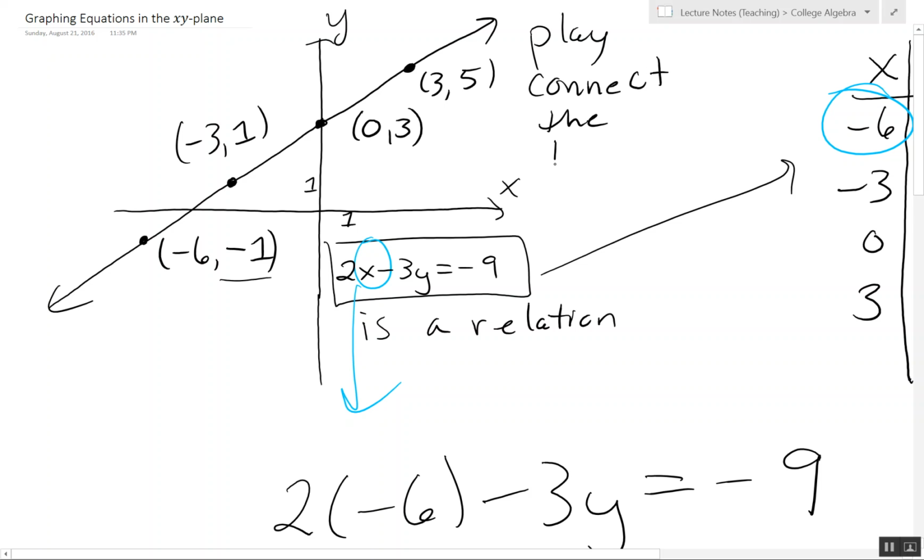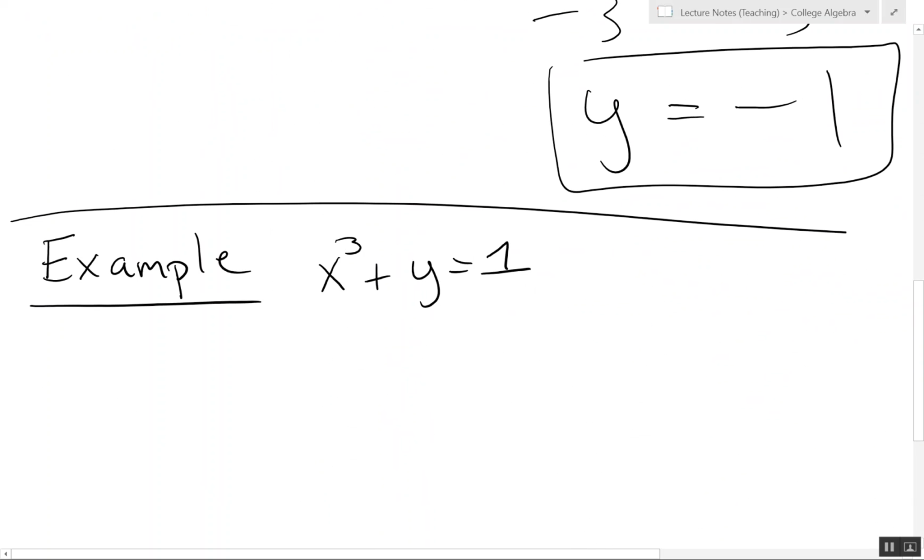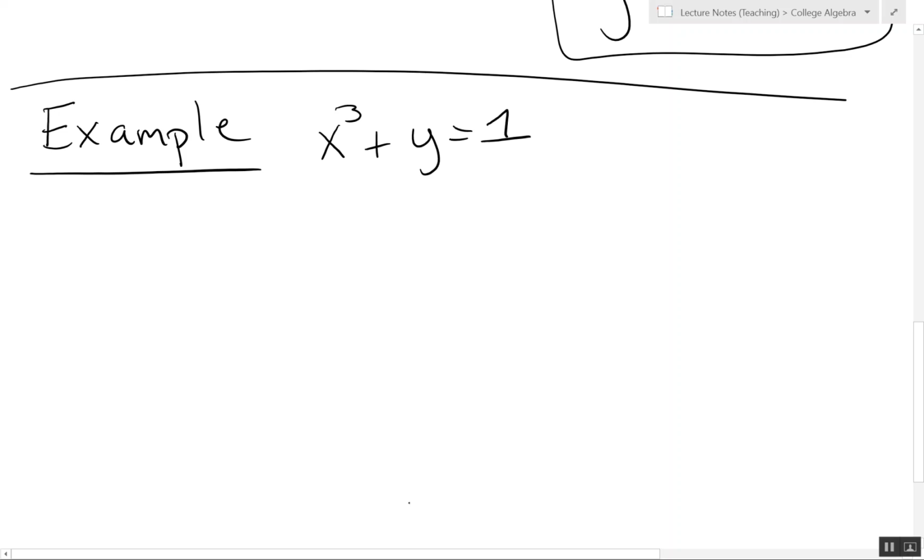And that's how you come up with the graph. Now, not all graphs are going to be as simple as this. Lines take very few points. In fact, 2 points will determine a line, but I do recommend 3 for a line. Down here, though, for this example, it's going to take a couple points here.